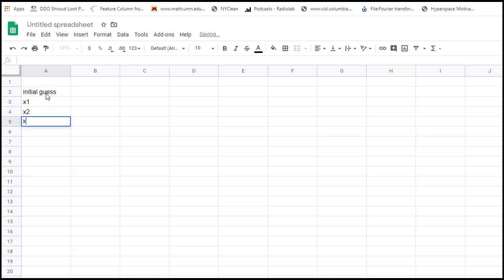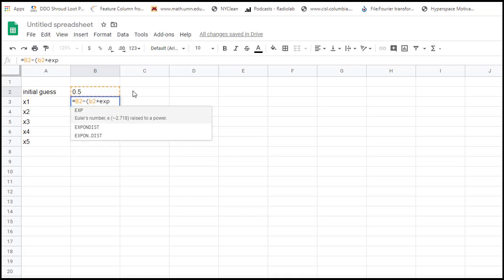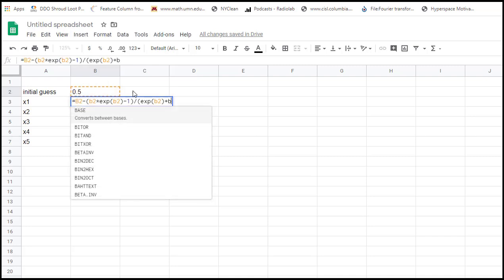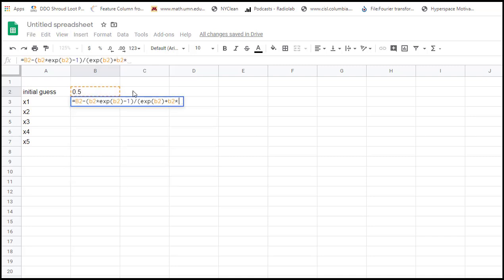So set it up. Initial guess. Plug in my Newton's method. So function value divided by the derivative. And drag it down to have it iterate.